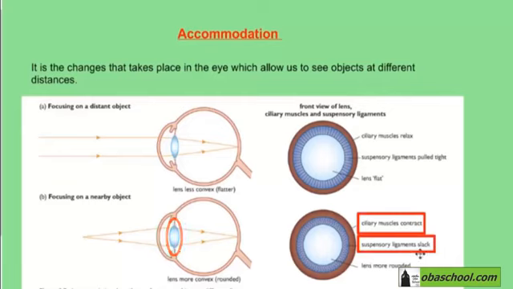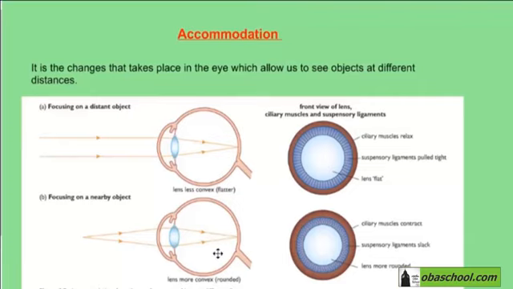So, the suspensory ligaments slack, they are not pulled tight, they are more relaxed, and the ciliary muscles are contracted. So the ciliary muscles contract, the ligaments are less tight, and the lens is more convex or rounded, which allows it to refract light to reach the retina and be focused on the retina.